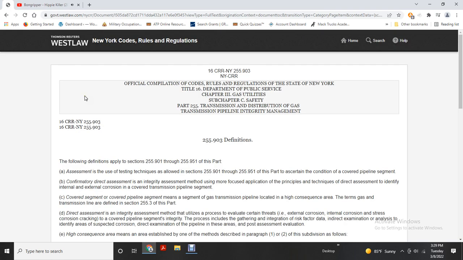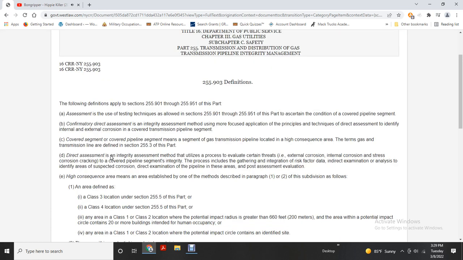Alright, definitions. The following definitions apply to Sections 901 through 951. Assessment means the use of testing techniques allowed within Sections 901 through 951 of this part to assess the condition of the covered pipeline segment. Covered pipeline segment means a segment of gas transmission pipeline located in a high consequence area, within the terms of gas transmission line defined in 255.3 of this part.